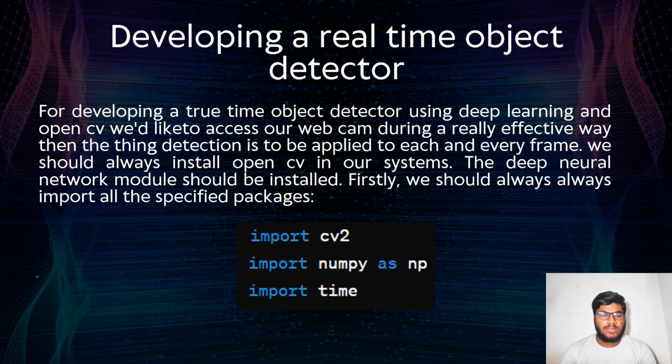Now let us discuss developing a real-time object detector. For developing a real-time object detector using deep learning and OpenCV, we would like to access our webcam in a really effective way. Then the object detection is to be applied to each and every frame. We should always install OpenCV in our systems, and the deep neural network model should be installed. Firstly, we should import all the specified packages, such as import cv2, that is OpenCV, import numpy as np, and import time. These are some of the packages that should be imported at the start of real-time object detection.